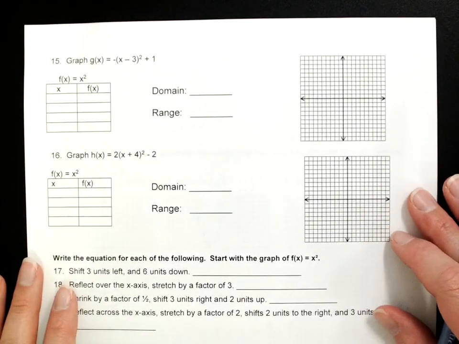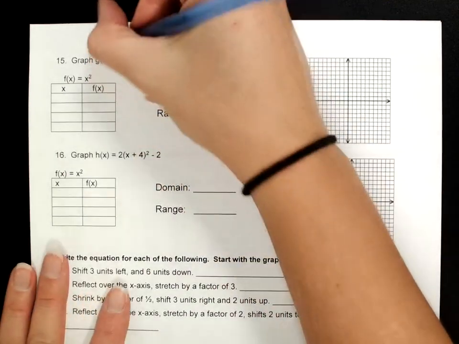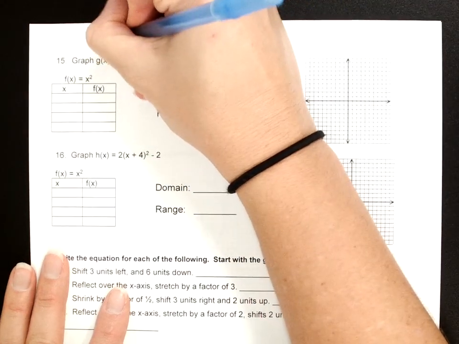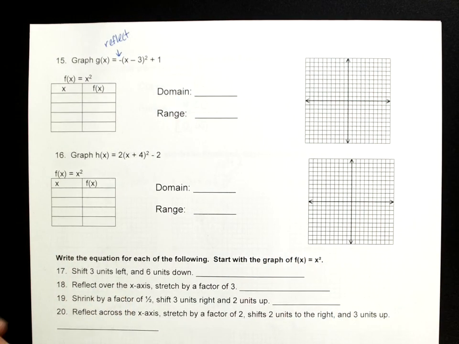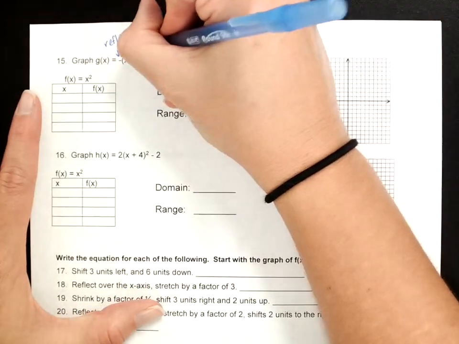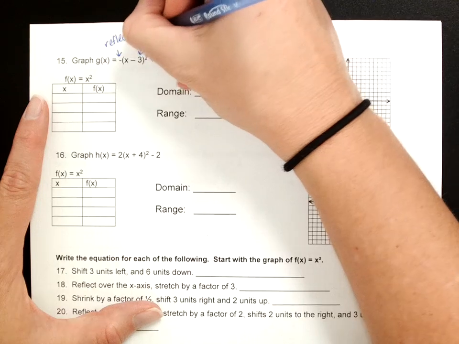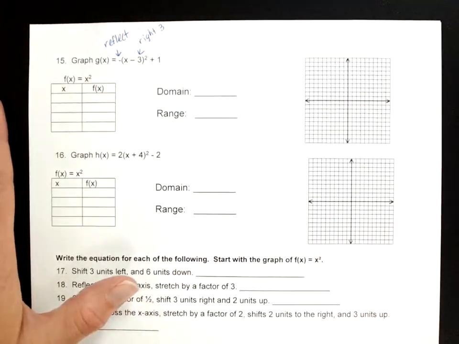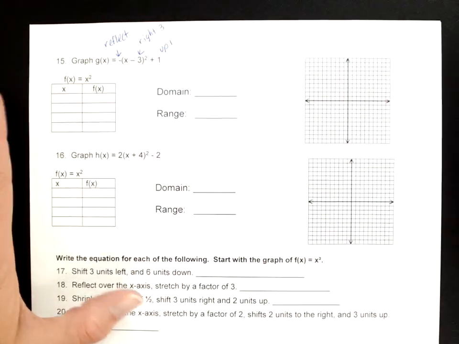One thing I like to do very specifically is start off by identifying all my transformations. A negative is going to reflect over the x-axis. Again, in this class, we are not going to reflect over the y-axis, only the x, but it's good to know that you are reflecting over the x-axis. Minus 3 inside the parentheses, remember, it's going to move us right 3 units. The plus 1, up 1.